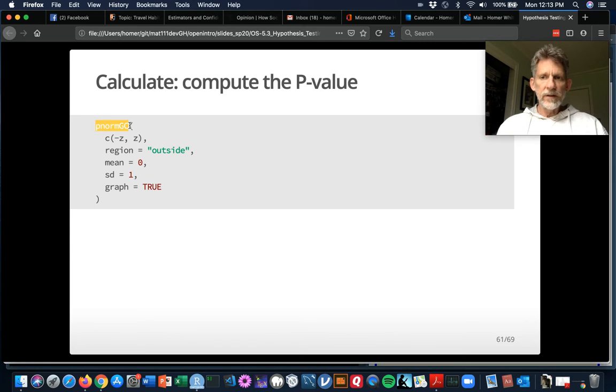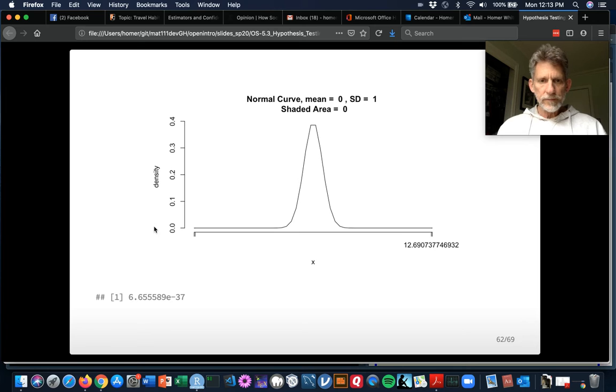Because we've checked that the sample proportion has about a normal distribution, we get to compute the p-value using p-norm GC. Now, we had set up a little variable z to contain the test statistic, so let's just use that z as our boundary, ask for region outside, and don't forget it's the standard normal curve that we're using here as the distribution for the test statistic. So set your mean to 0 and your standard deviation to 1. Ask for a graph if you like, and you get this result here.